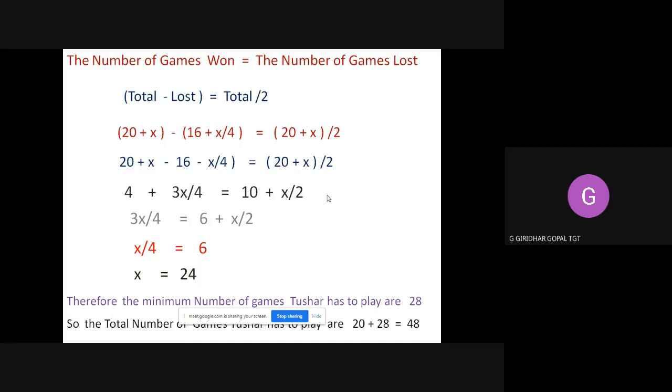So the total number of games Tushar has to play are 20 plus 28. The total number of games are 48. That is the minimum number of games he can play. This is how the solution comes here. Ability for computation also will be there, and problem solving ability also will be developed.